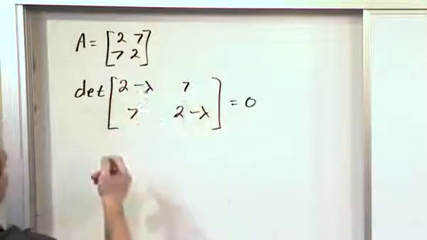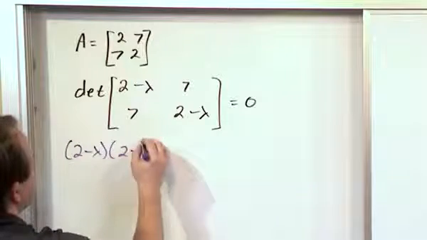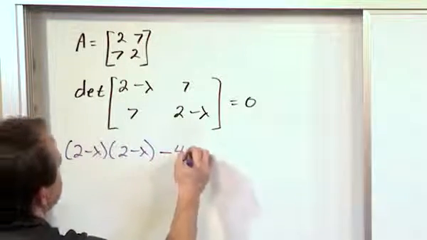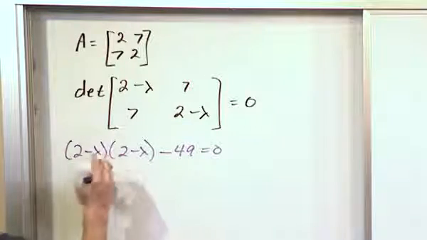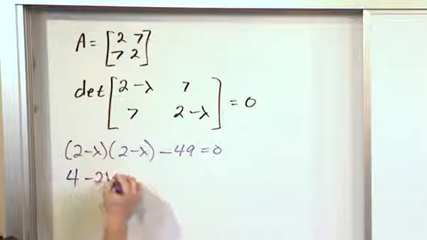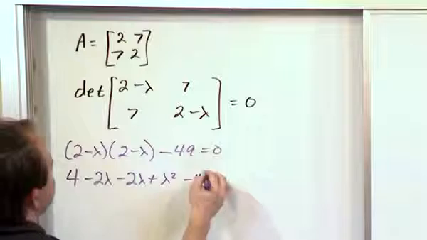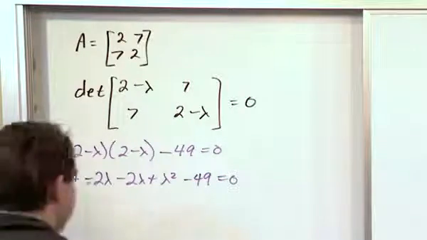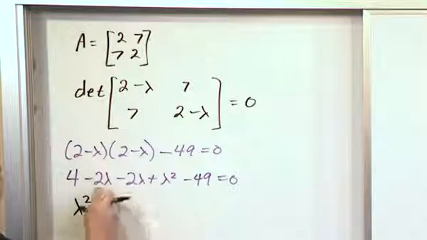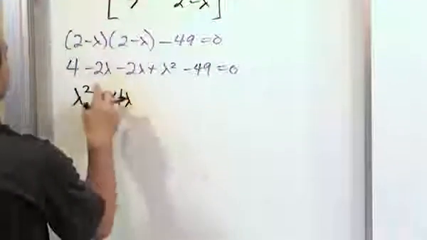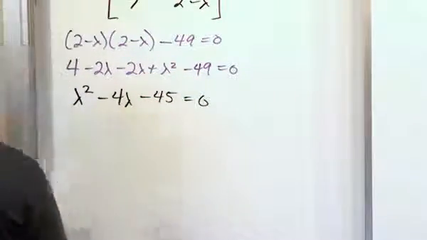And since it's 2 by 2, we go like this: (2 minus lambda)(2 minus lambda) minus 49 is equal to 0, because 7 times 7 is 49. And then we expand this. This is going to give us 4 minus 2 lambda plus lambda squared. This guy gives us lambda squared minus 49, and that's equal to 0. Okay? And so then we just basically simplify. Lambda squared, this is going to give us minus 4 lambda, and then this is going to give us minus 45, and that's equal to 0.